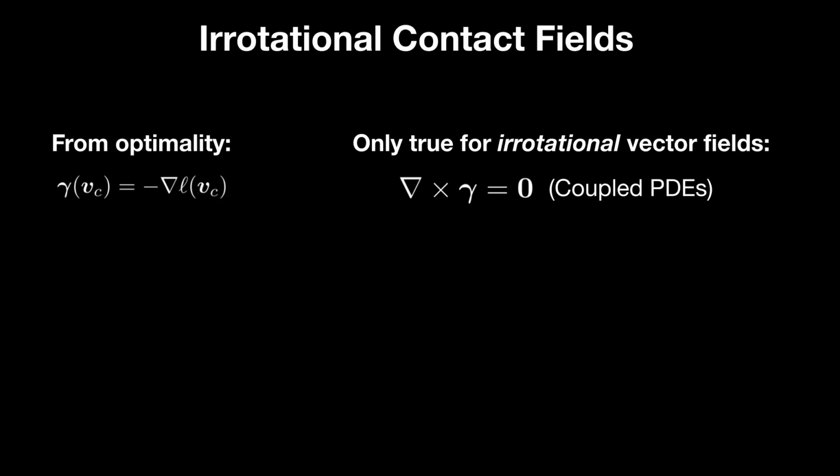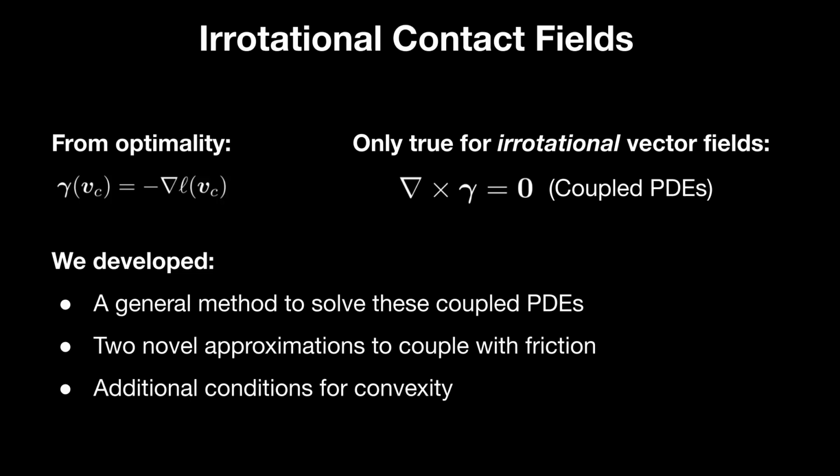Our optimality conditions apply to contact fields that are gradients of a scalar function of velocities, called an incremental potential. Thus, the contact fields must be irrotational vector fields, a requirement that can be succinctly stated as the curl of the impulses must be zero. We derive the conditions that allow us to satisfy this criterion and solve the corresponding partial differential equations to incorporate popular contact models. Additional Hessian-based conditions ensure convexity.